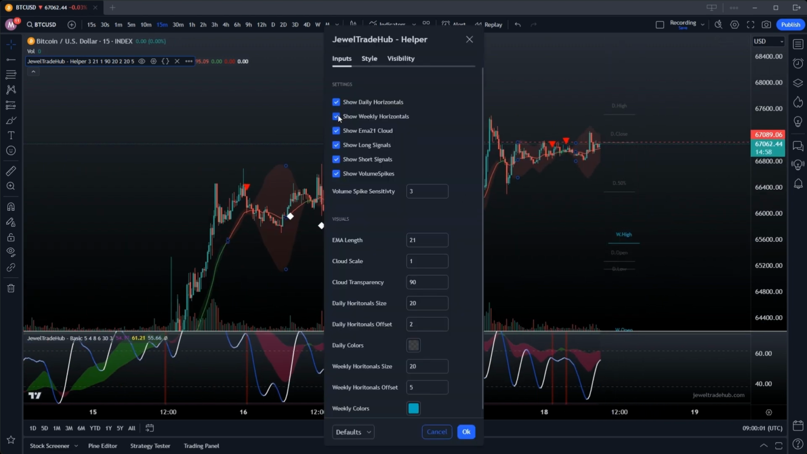Me personally, I don't usually use the weekly, especially since I'm not trading in the weekends. So I'm not even there for the weekly close. So it's not really that relevant to me.